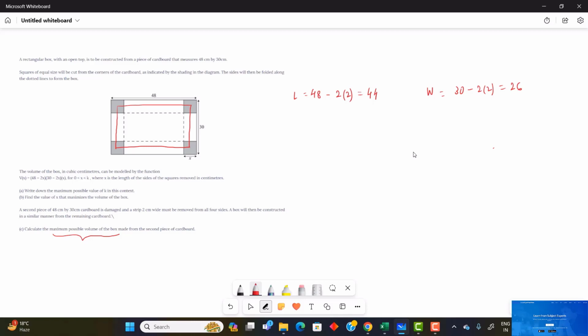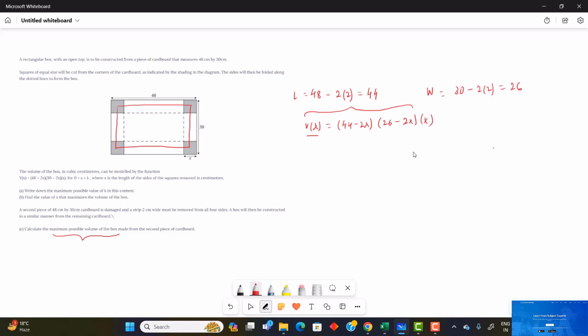Now, how is the volume affected by this? The equation of the volume V(x) becomes (44 minus 2x) times (26 minus 2x) times x. Now they are asking us to find the value of x for which the volume is maximum using the new equation that we found.